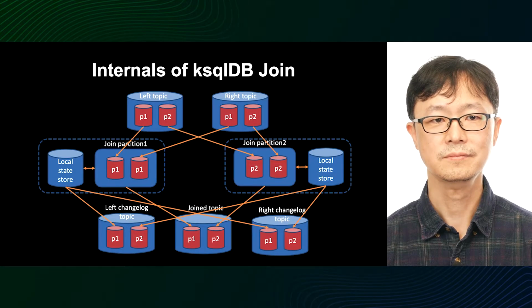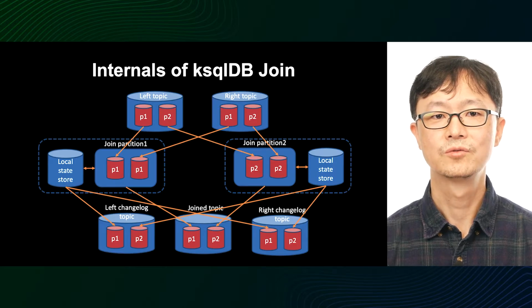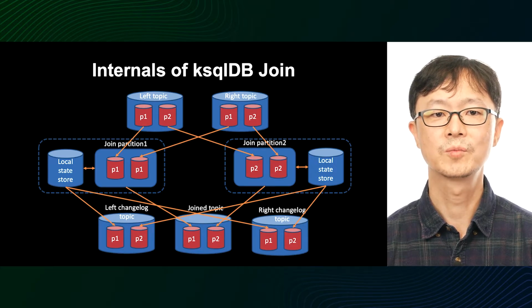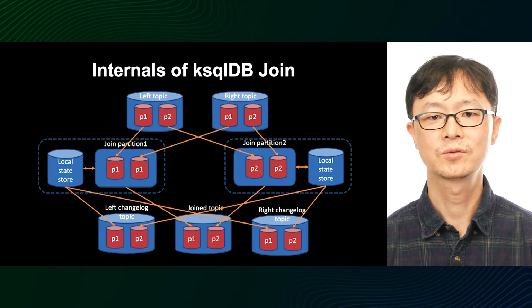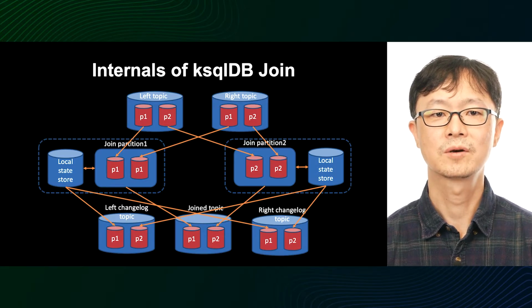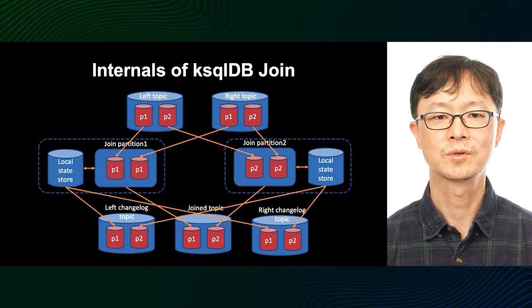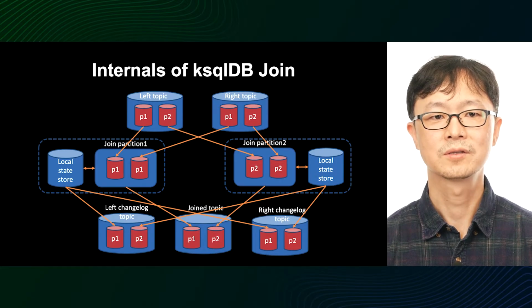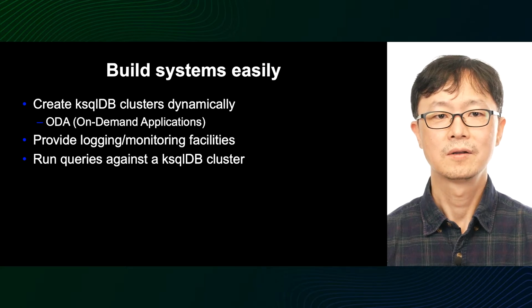This is the internals of a KSQLDB join. When you join two streams, each partition is processed, and the internal state log is stored as an internal topic. And internal topics are dynamically created by KSQLDB as needed. The dynamically created internal topic can cause a problem, and I will explain later how it became a problem.